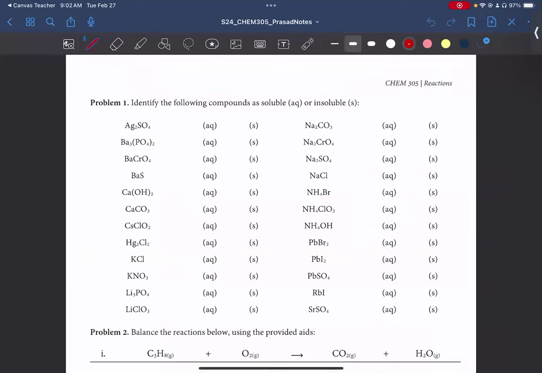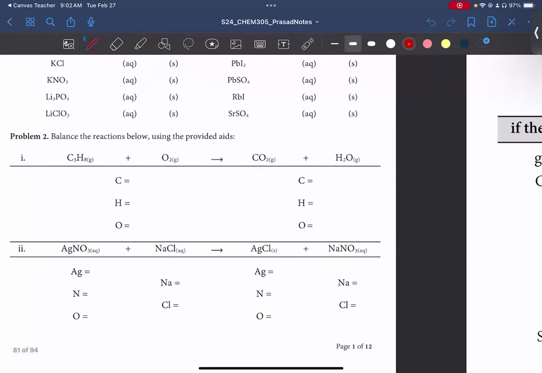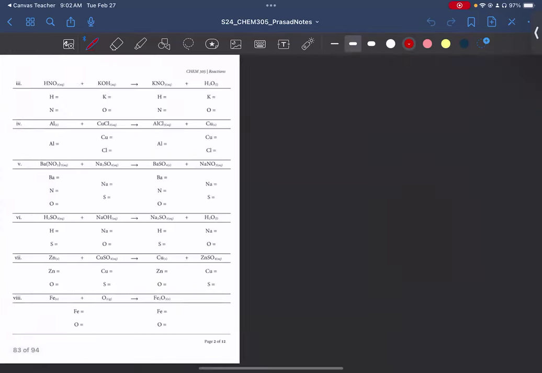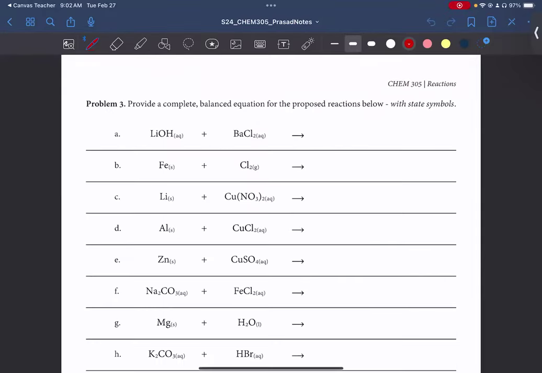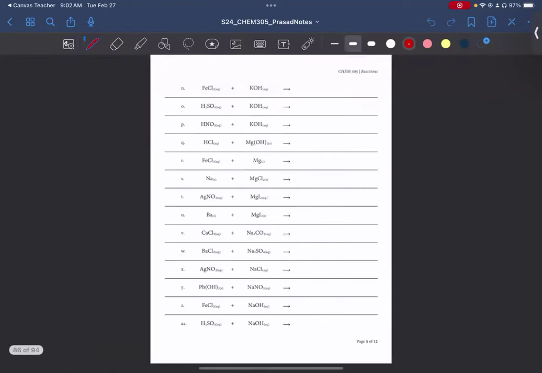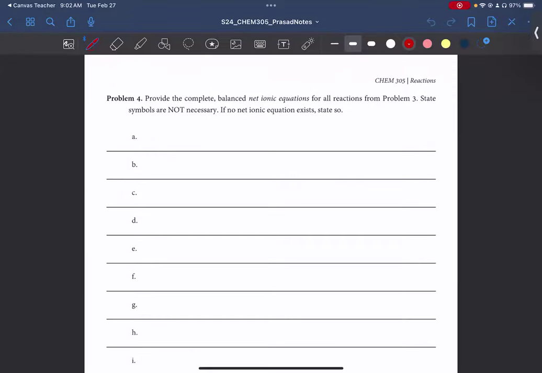So just to give you an idea of how today's problem session is going to go, because it's kind of two parts. First, we're going to do a couple of the targeted problems on the sheet. And then we're definitely going to try to do a lot of problem three, which is the actual predicting the products and all that stuff. But problem four onwards requires something called ionic equations. That is something we will also go through today.